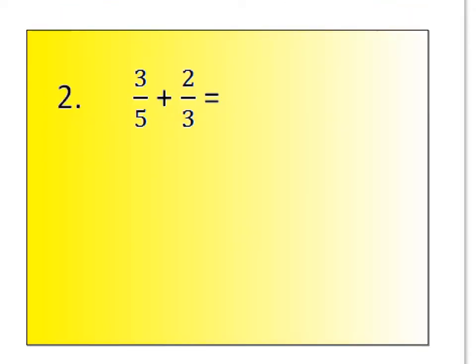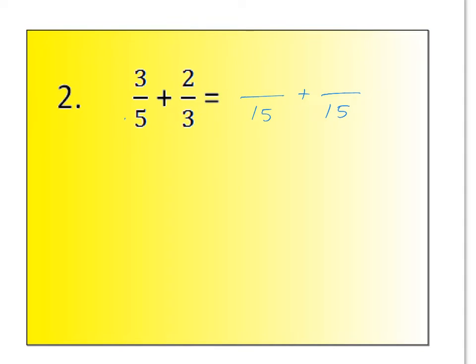Are these two fractions ready to add? No, they are not. They need a common denominator. So you have to think about what number 5 and 3 both go into. And 15 is a good number. So how do we get 15 on the bottom of each of these fractions?